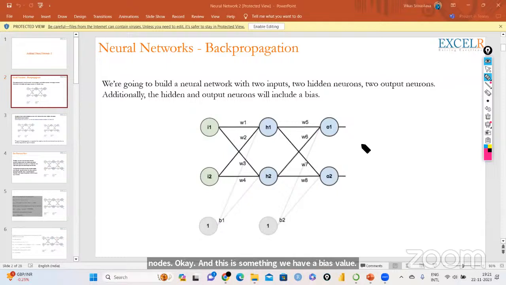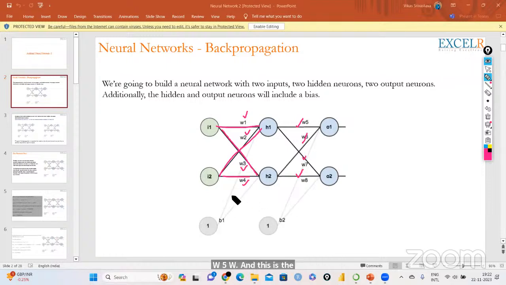As we have already discussed, for each and every input connection, we have some weights available. So let's say these are the values of the weights for all of these connections. For this connection, the weight value is W1. Let's say for this connection, the weight value is W2. For this connection, the weight is W3. For this connection, the weight is W4, W5, W6, W7, W8. And this is the bias value, right?